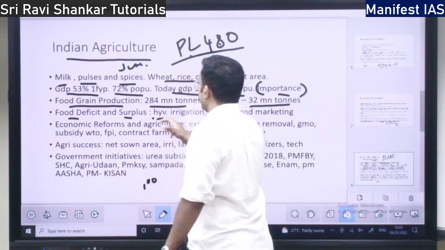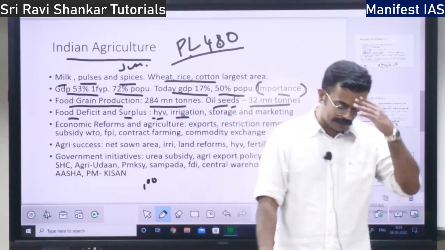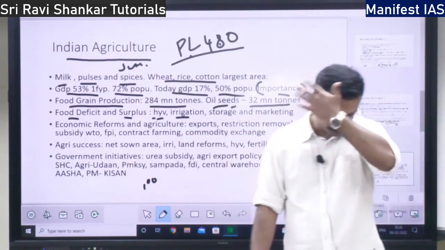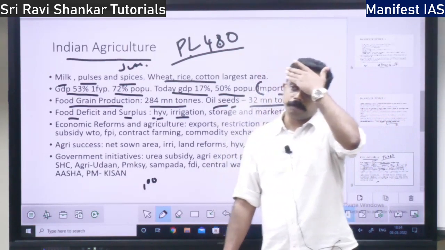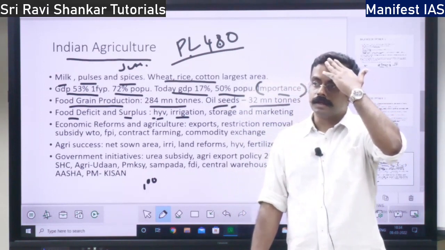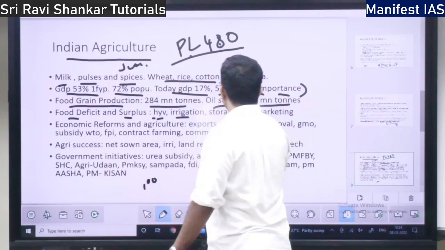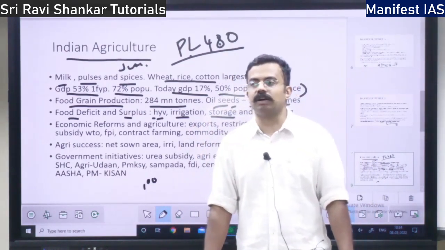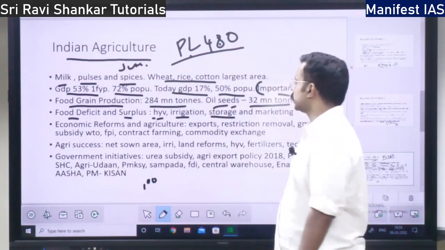High yielding variety seeds, and we increased irrigation. So many dams, Sardar Sarovar, Bhakra Nangal Dam, Mettur Dam, Tehri Dam, Hirakud Dam, so many dams were built. And storage: earlier there was no proper storage infrastructure. Now cold storage, dry storage, all this storage infrastructure is there.